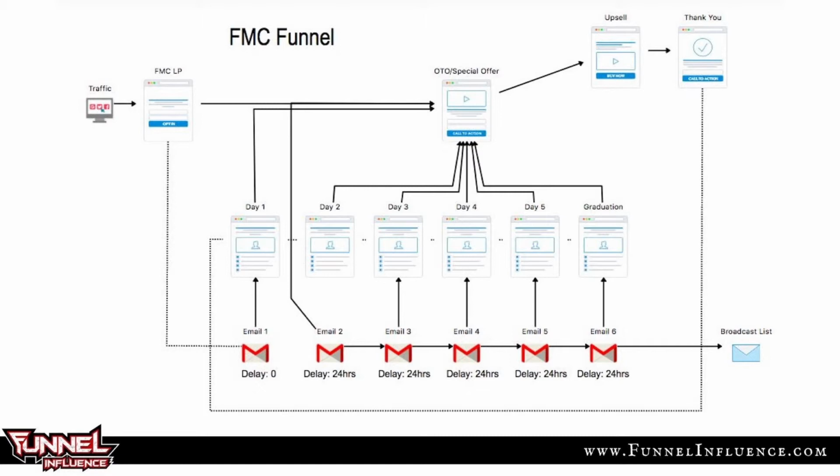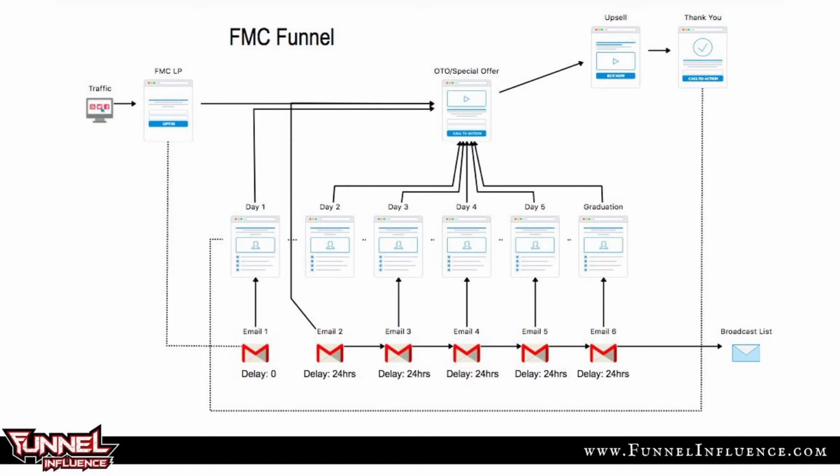Now, each email leads to day 1, day 2, day 3, day 4, day 5 of the free mini course. So these are content pages, and each email leads to one of these content pages. And then after the content page, that leads back to the sales page. So this is where you make your money on the sales page, you upsell and so forth. And as you go through the email sequence, you're presented with day 1, day 2, day 3, day 4, day 5 of the free mini course.